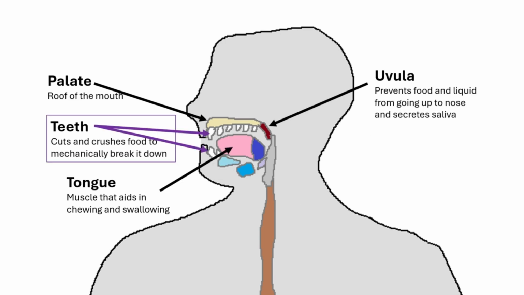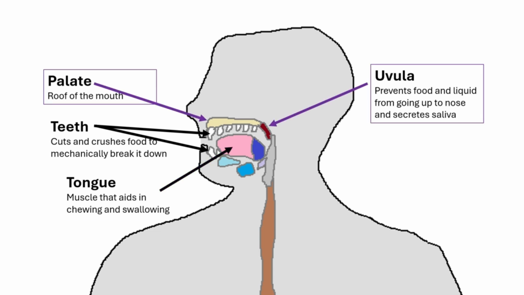Starting off, the teeth are used to cut and crush food in the mouth, starting the mechanical breakdown process. The tongue is a muscle inside the oral cavity that aids the teeth with mechanically breaking down food. The palate is the roof of the mouth. It consists of a hard, bony part, and then a softer part towards the back. The hard bony part separates the nasal and oral cavities, and the softer part towards the back works with the uvula to prevent food from entering the nasal cavity when swallowing.